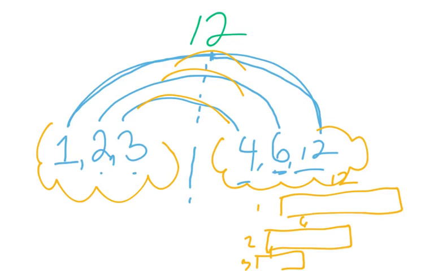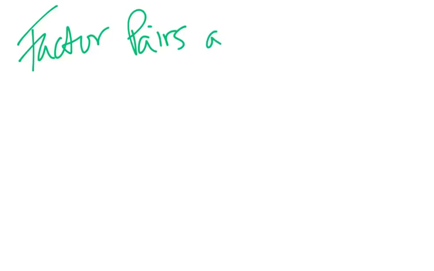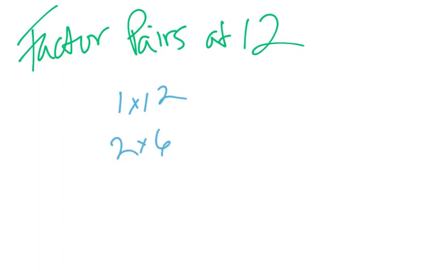However, a lot of times you'll be asked to list factor pairs. Drawing this rainbow is not enough. That's not a mathematical way to present your answer. If someone asked you for factor pairs of 12, then you'd want to list them in pair form. Pair means 2, so I would list 1 times 12, that's a factor pair. 2 times 6 is a factor pair. 3 times 4 is a factor pair.